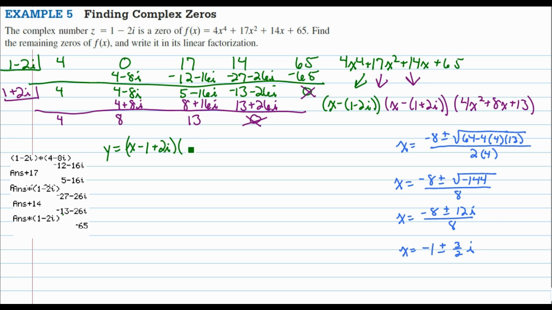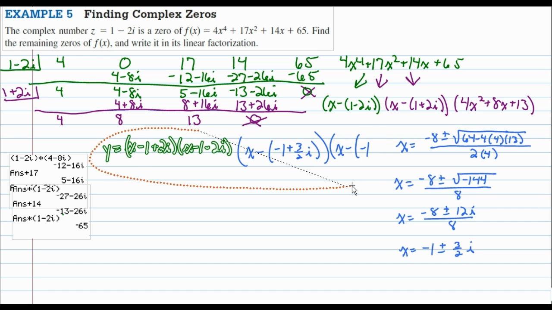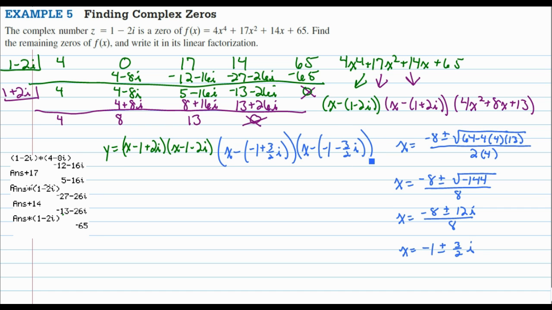Then I got another one, x minus 1 minus 2i. Then this last part I just broke up into two different pieces. So that is x minus the first 0, which is negative 1 plus 3 halves i, and then x minus negative 1 minus 3 halves i. So again, I'm going to distribute the negative.